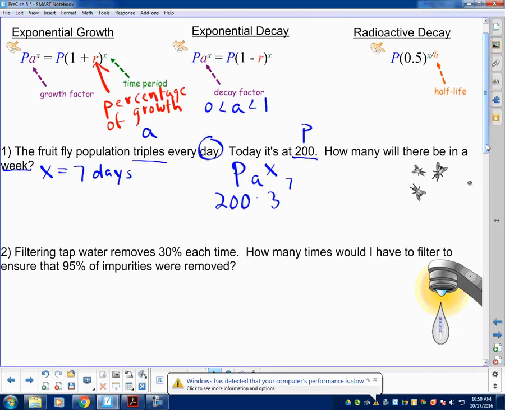So the first one, we're using the very left equation because we're given that the fruit fly population triples every day, so we know our growth factor is 3. We know our starting amount of fruit flies.